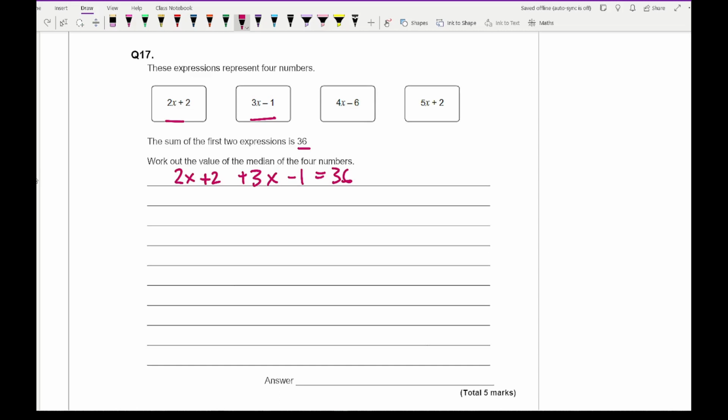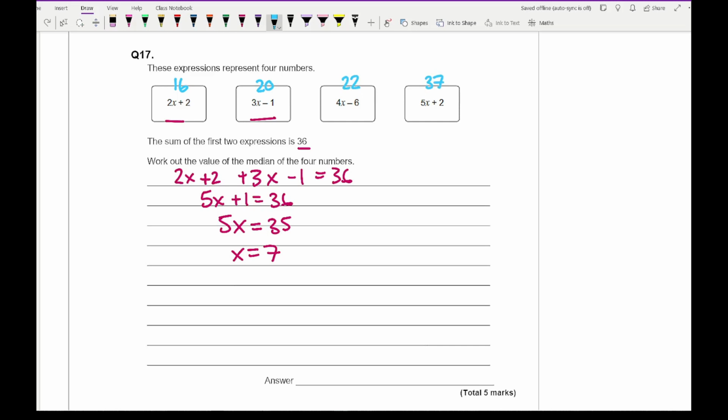So then from this we end up with 5x plus 1 equals 36. So 5x equals 35, so x equals 7. Now if I substitute x equals 7 into each of these cards, I've got 2 times 7, which is 14, plus 2, which is 16. 3 times 7 is 21, take away 1 is 20. 4 times 7 is 28, take away 6 is 22. And 5 times 7 is 35, plus 2 is 37.